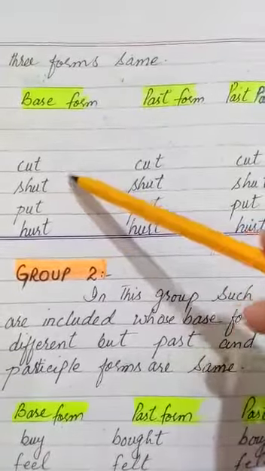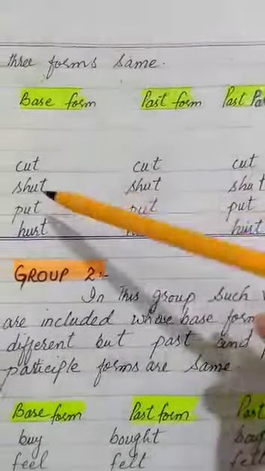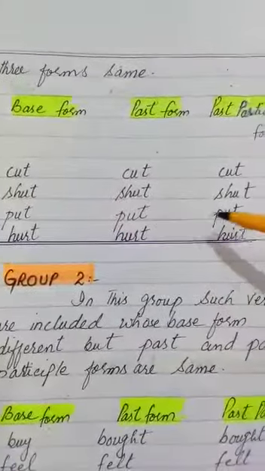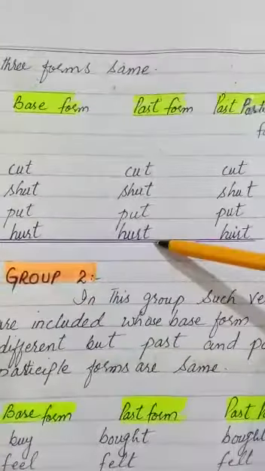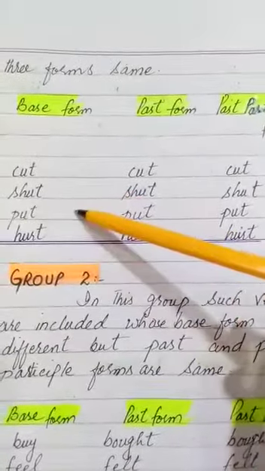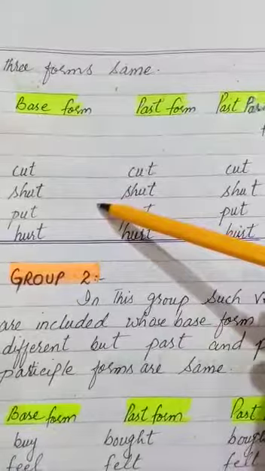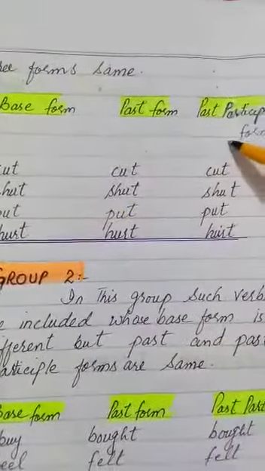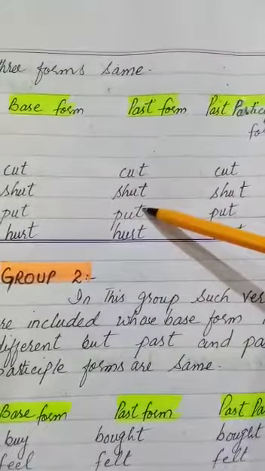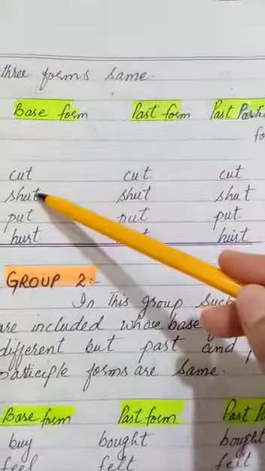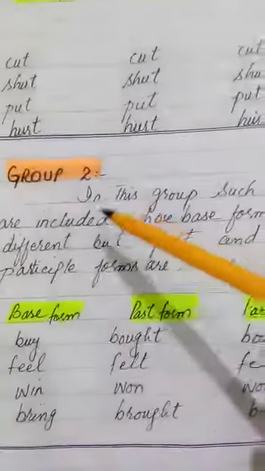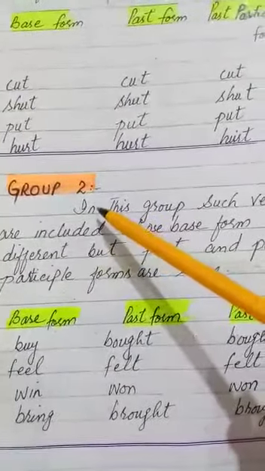For example, cut, cut and cut; shut, shut and shut; put, put and put; hurt, hurt and hurt. All of these verbs are called irregular verbs, and that is group number 1, where all the three forms are same in spelling and same in pronunciation, whether they are base form, past form or past participle. Okay, group number 2 is of irregular verbs.